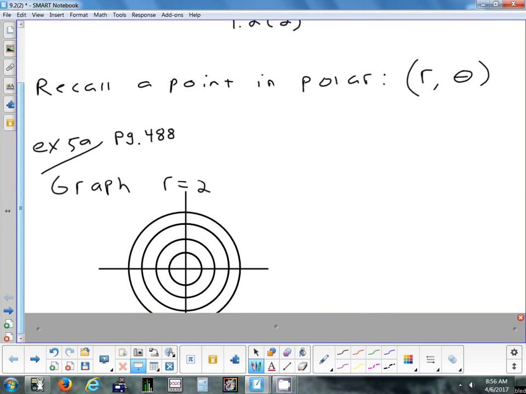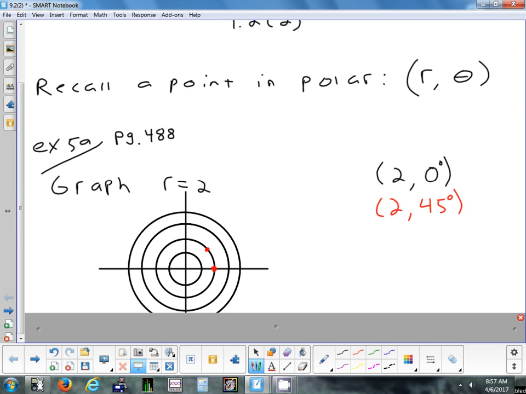Can anybody give me a coordinate that would have an r value of 2? Any coordinate. There's infinitely many, as long as r is 2. Yeah, 2, 0. I'm assuming we're in degrees. So that would be a point where you go right 2 units, and then you don't move. What's another point with a radius of 2? 2, 45 degrees. So you go right 2, and then you go 45 degrees.